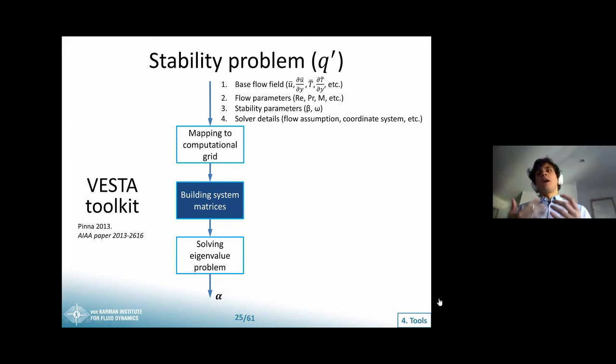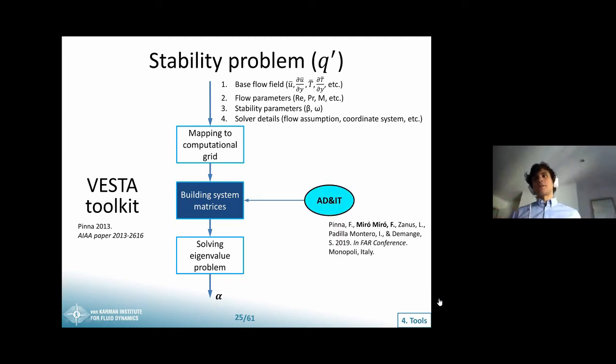system matrices. And one of the most interesting things of VESTA is that we can do this through an automatic derivation and implementation tool, which effectively starts from the Navier-Stokes equations in invariant form, and then applies all the hypotheses that are necessary in order to derive the stability equations. These equations are then implemented into actual scripts, which can be run by the rest of the tool.